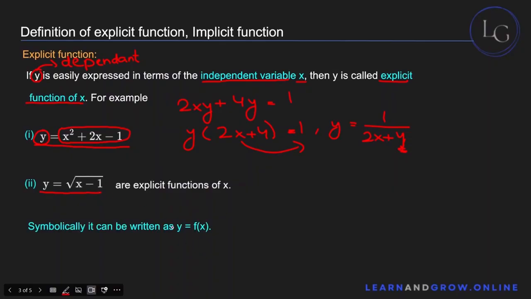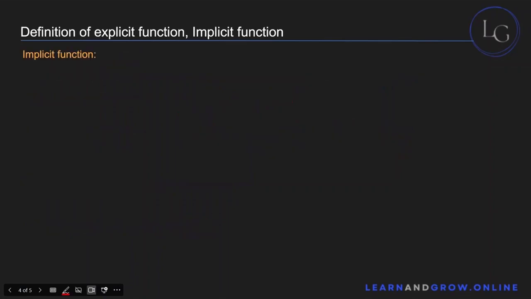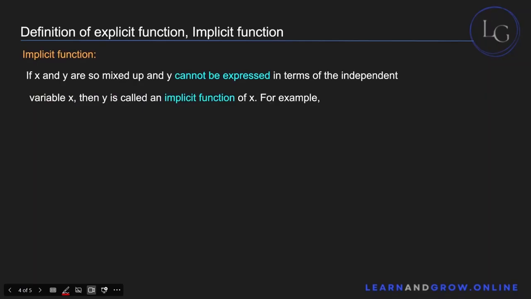And symbolically, it can be written down like this, right? Like I said, y expressed as a function of x. Now, an implicit function makes things a bit more difficult, honestly. So if x and y are so mixed up that y cannot be expressed in terms of the independent variable x, basically you cannot write y clearly as a function of x, then y is called an implicit function of x, right? See this example here.